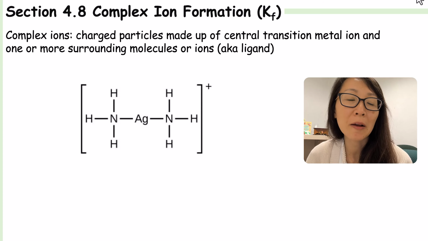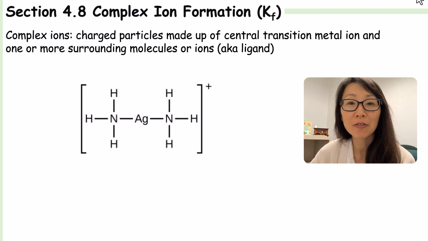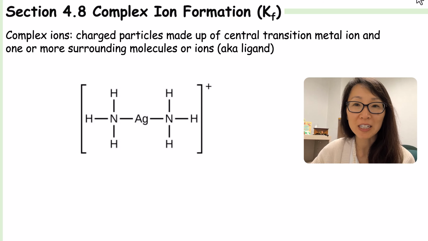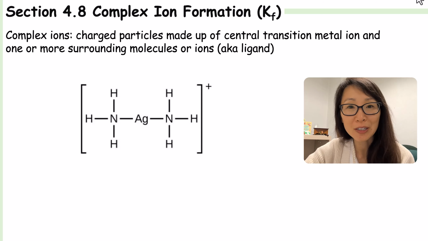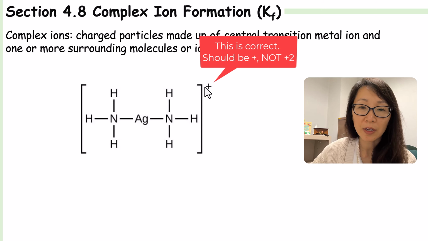In this video, we'll cover complex ion formation. A complex ion formation is just as it says: a formation of this very complex-looking ion. It's usually made up of a central transition metal ion, like this one, silver, and then a surrounding molecule or ions. This surrounding molecule will be ammonia. There's something missing over here. I think this should be +2.